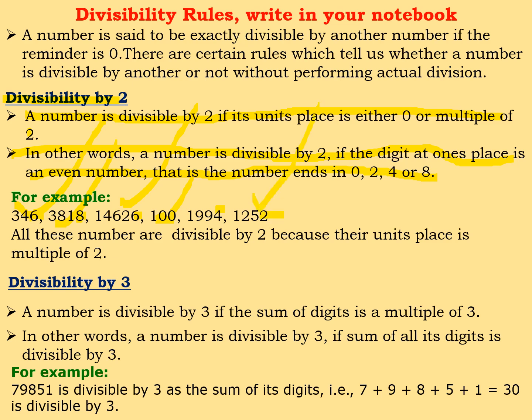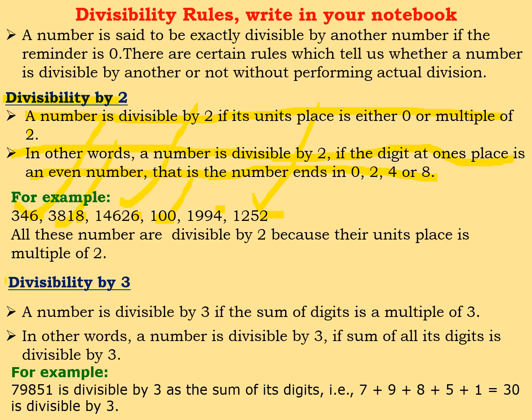Fine. So all these numbers are divisible by 2 because their units place is a multiple of 2. Only this you have to remember. Units place means the very first digit from the back should be 2, 4, 6, 8 or 0.